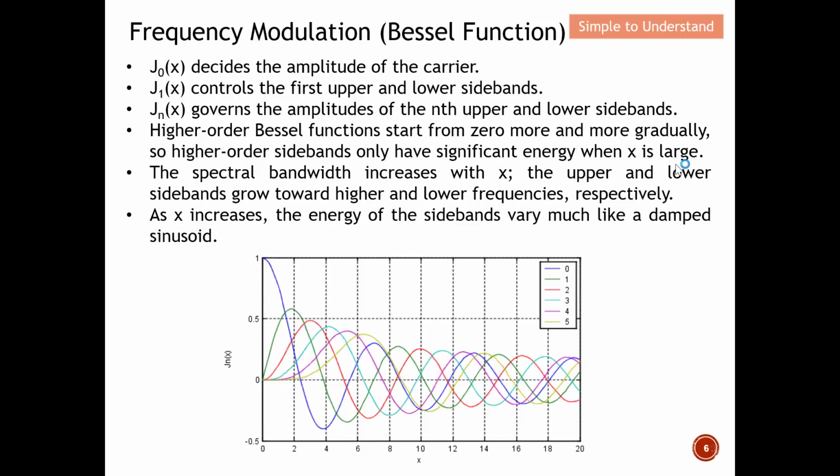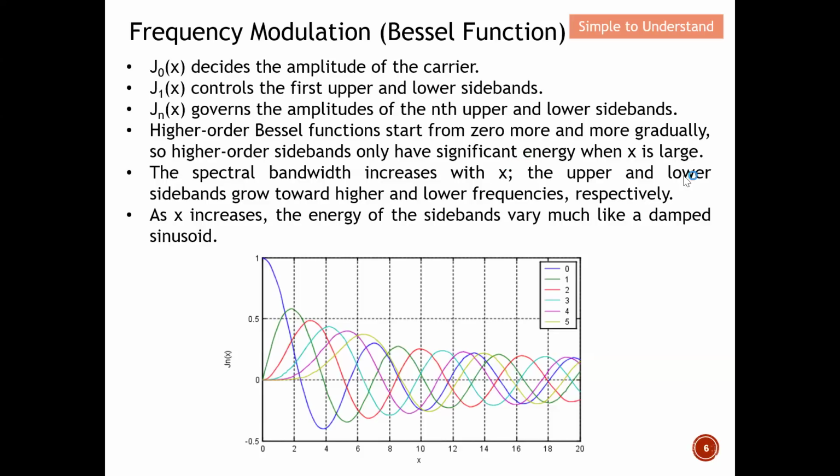Okay, so what does this mean? Let's take an example here. Let's say the example of this green color line, which is 3. You can see that at the higher order, they become more significant. As you can see from here, they become more significant. So this is what it means. The higher order sidebands will only have significant energy when the X is actually large. The spectrum bandwidth actually increases with X, which means that the higher the X, the larger the bandwidth that you actually need to send a signal.